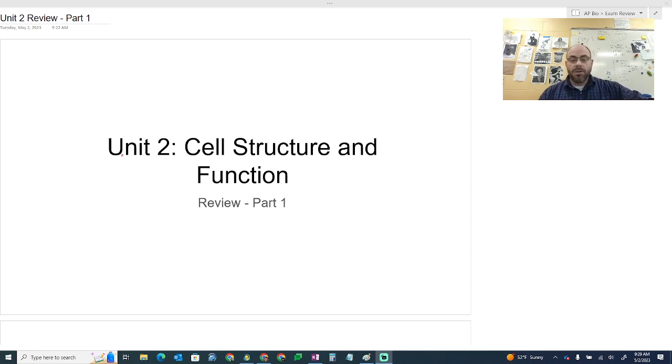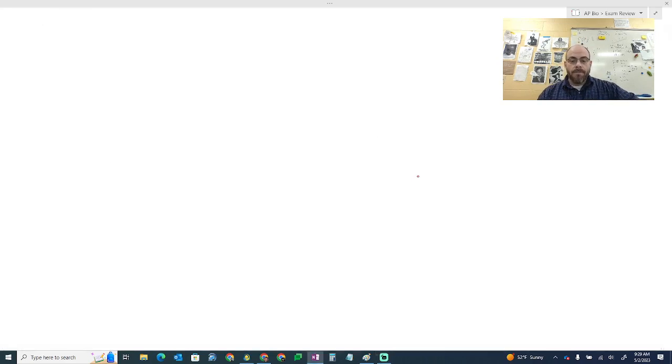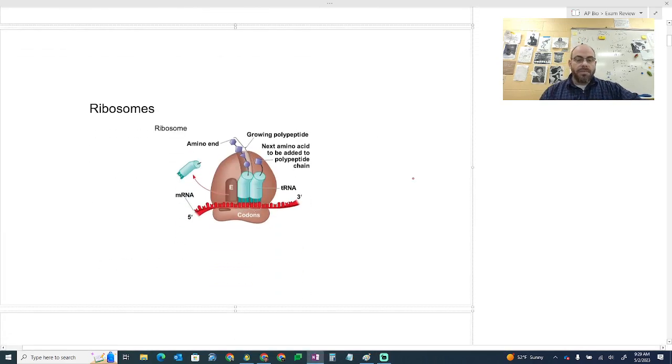So let's begin Unit 2, Cell Structure and Function, just by talking about some of the cell structures and their functions. First, we're going to look at the ribosome. Ribosome is an interesting cellular component because it is found in all living things. So that shows common ancestry amongst all living things.